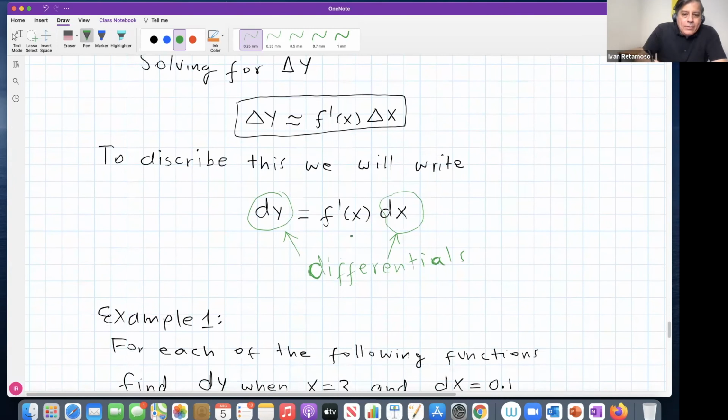So when they ask you to compute the differential of a function, basically they want you to take the derivative of the function and multiply it by dx. That's all, okay? This is what we're gonna work on now.